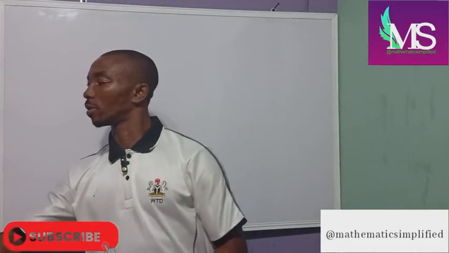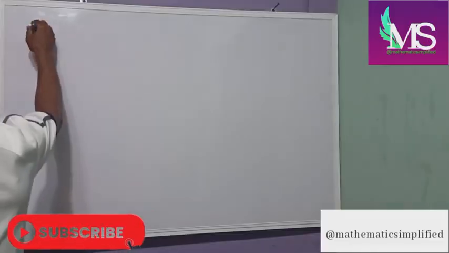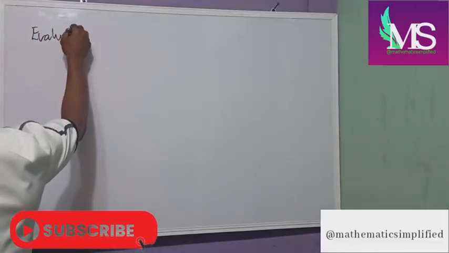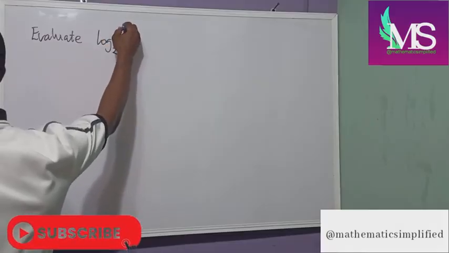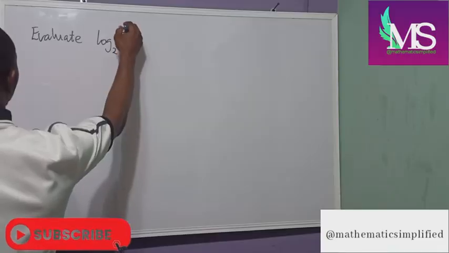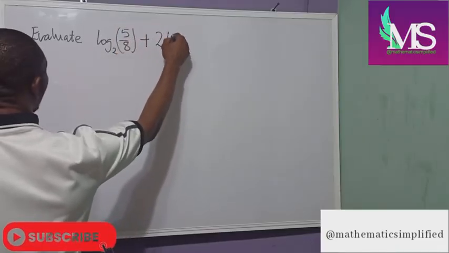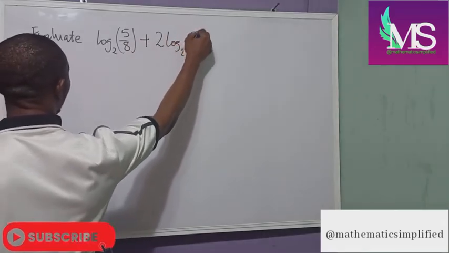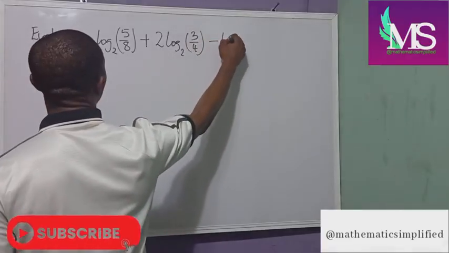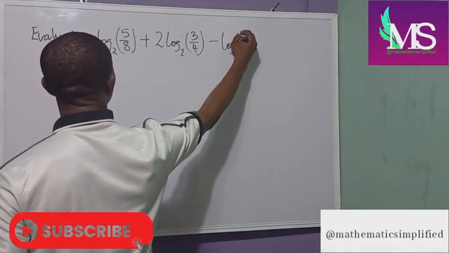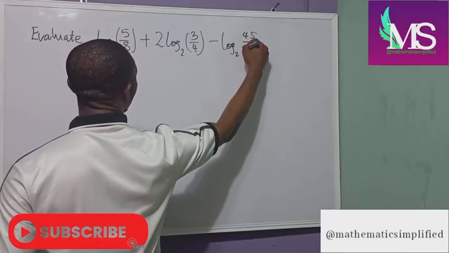Our first question talks about log. Now it says evaluate log 2 of 5 over 8, plus 2 log 2 of 3 over 4, minus log 2 of 45 over 64.